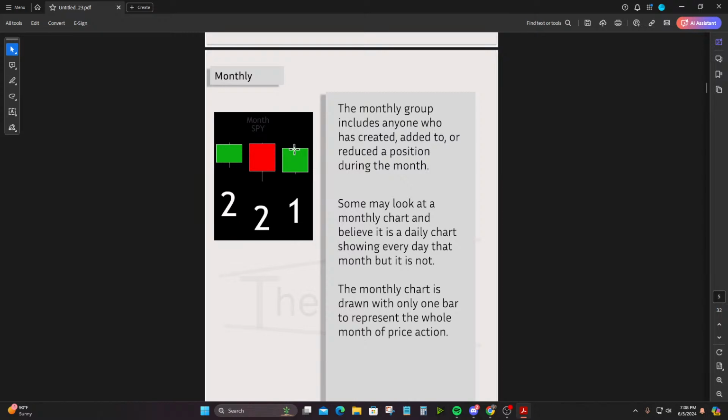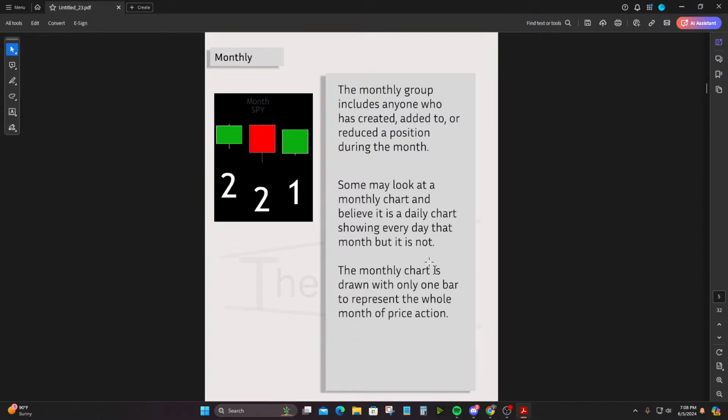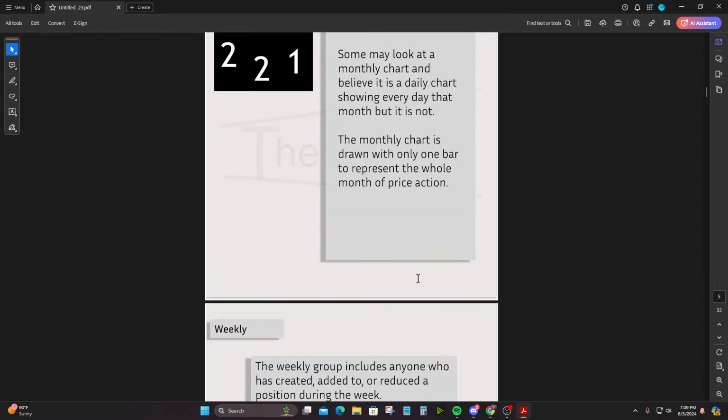So if the month opens on June 1st and closes on June 30th, that is going to be encompassed in that one candlestick. Some people may look at this monthly chart and believe it's a daily chart showing every day of that month, but it is not. The monthly chart is drawn with only one bar to represent the whole month of price action. So like I just said, June 1st to June 30th, every single trading day within that is depicted in this picture of the monthly candlestick. And like we covered in the very beginning, the open, high, low, and close. So for a whole month, that is what information we get from that monthly candlestick.